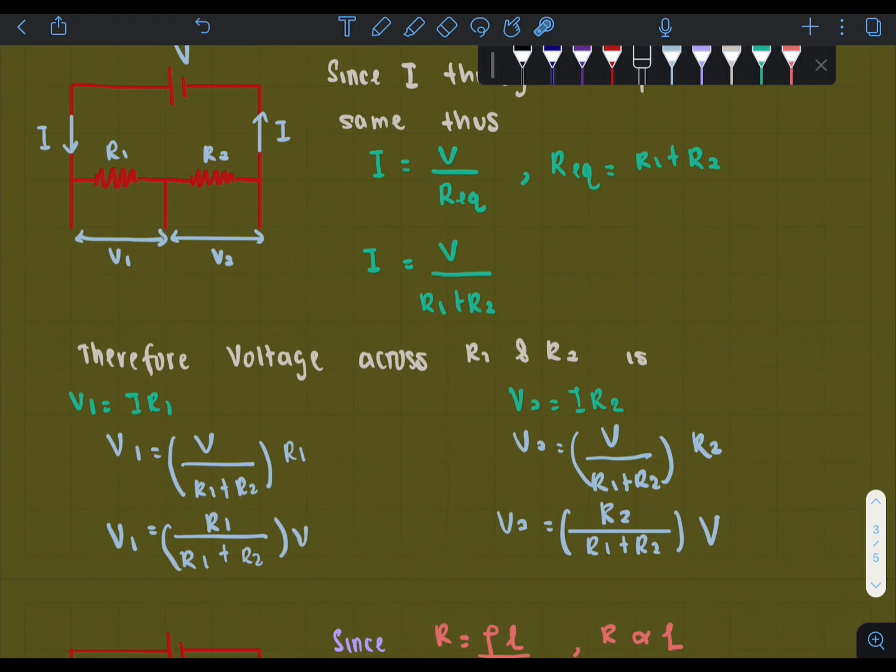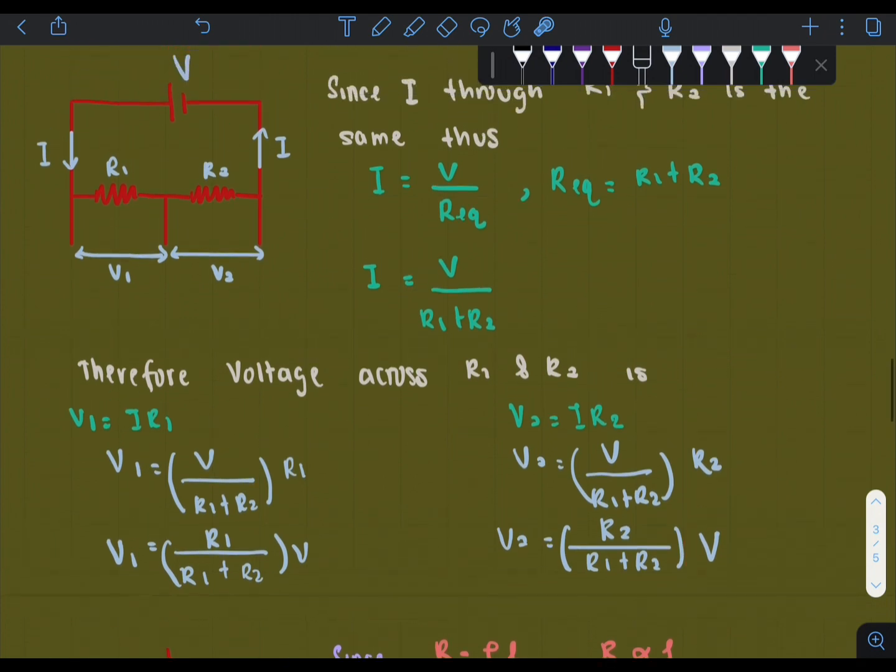The same thing will happen if you were to find the voltage across resistor 2. So the voltage V2 here is given as current multiplied with resistance 2. So V2 is equal to V over R1 plus R2. This is the current multiplied with R2, and then rearranging, we'll get V2 is equal to resistance 2 divided by the total resistance, the summation of the resistances, multiplied with the total supply. So this is the voltage across V1 and this is the voltage across V2.